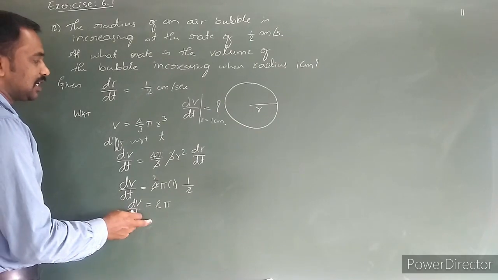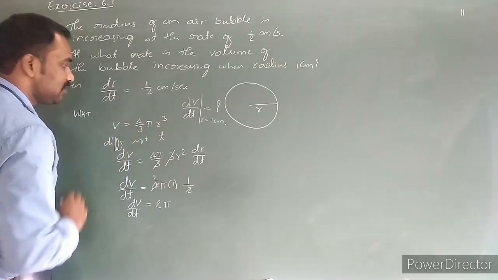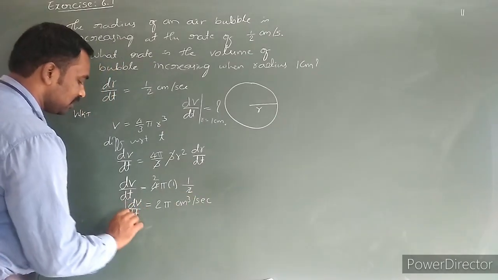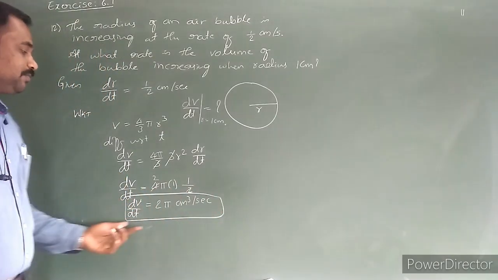What is the unit? Since volume is 4 by 3 pi r cube, the unit is centimeter cube per second. This is the required value.